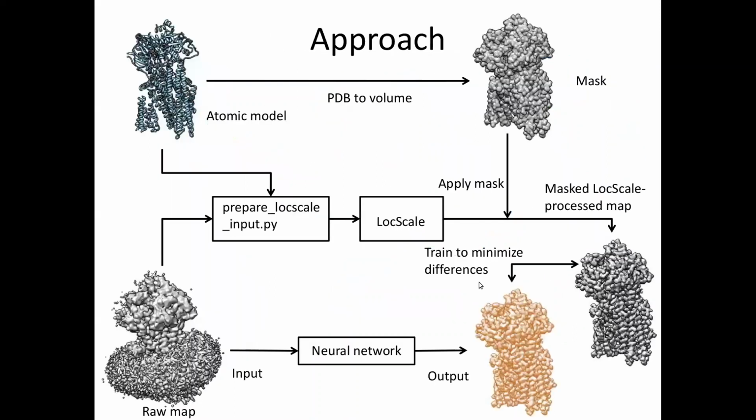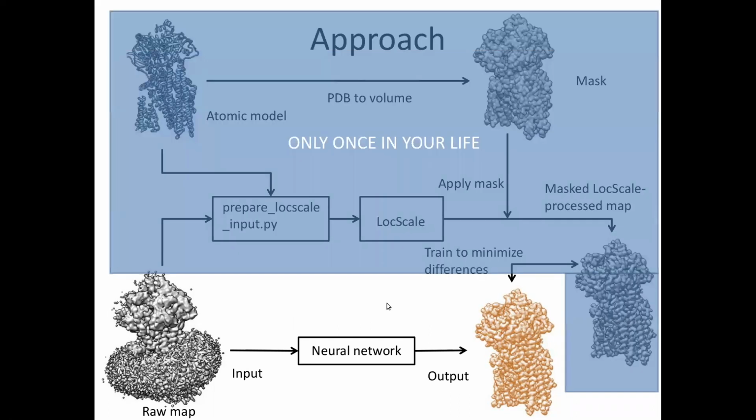And this is DeepEMhancer. And the way we made it was basically we compiled a dataset of experimental maps and atomic model pairs, and we ran LocScale on it. And also we computed high quality masks from the atomic models in a systematic way. And as a result, we got these masked LocScale processed maps, which look very nice in most situations. And now what we did was to train a neural network in order to obtain this kind of results. And the good thing about this approach is that all these things, this LocScale, this atomic model requirement, all these things you only need to do once in your life, or better said, we did it for you, so you don't have to care.